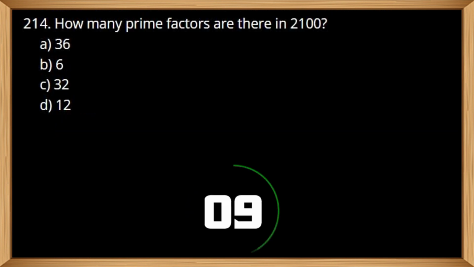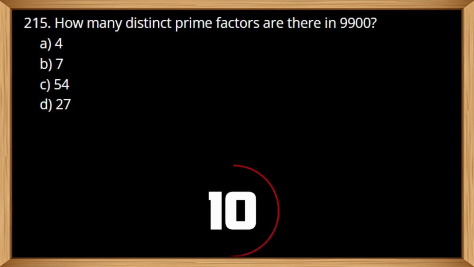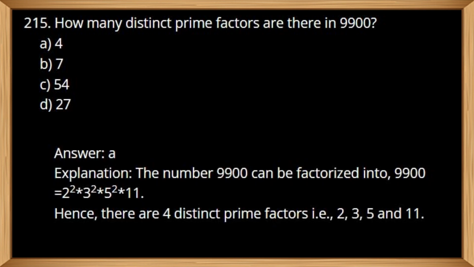How many prime factors are there in 2100? Option B, 6. How many distinct prime factors are there in 9900? Option A, 4.